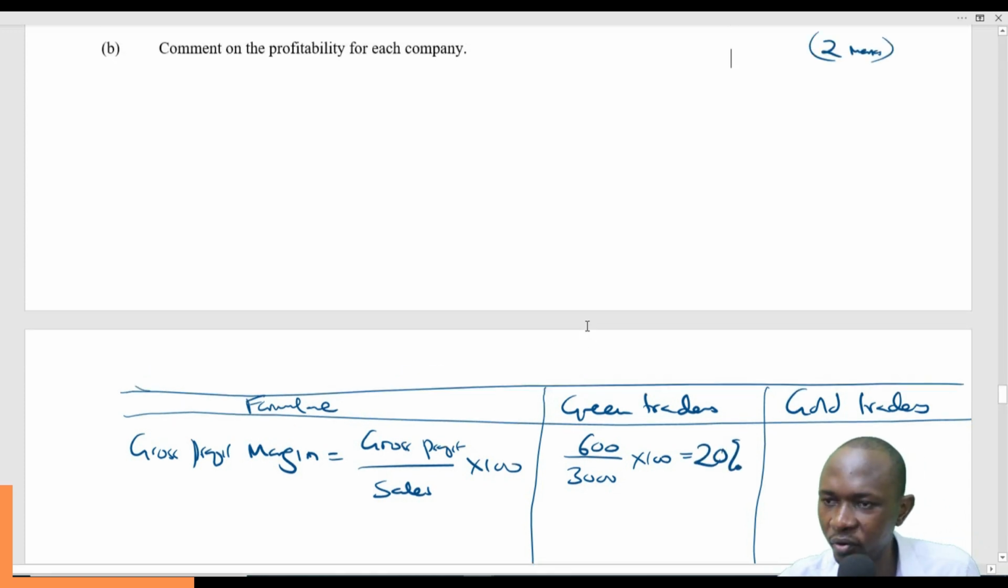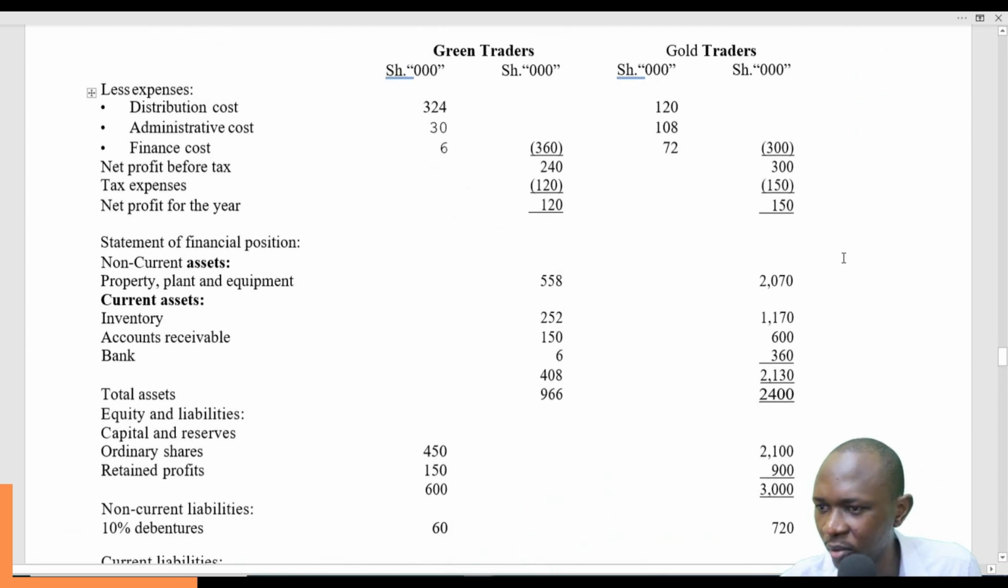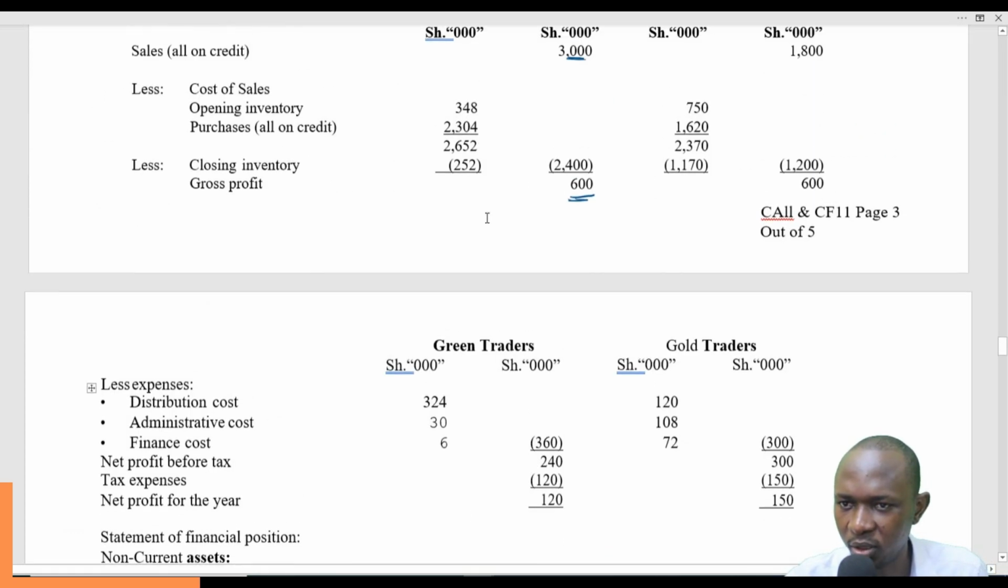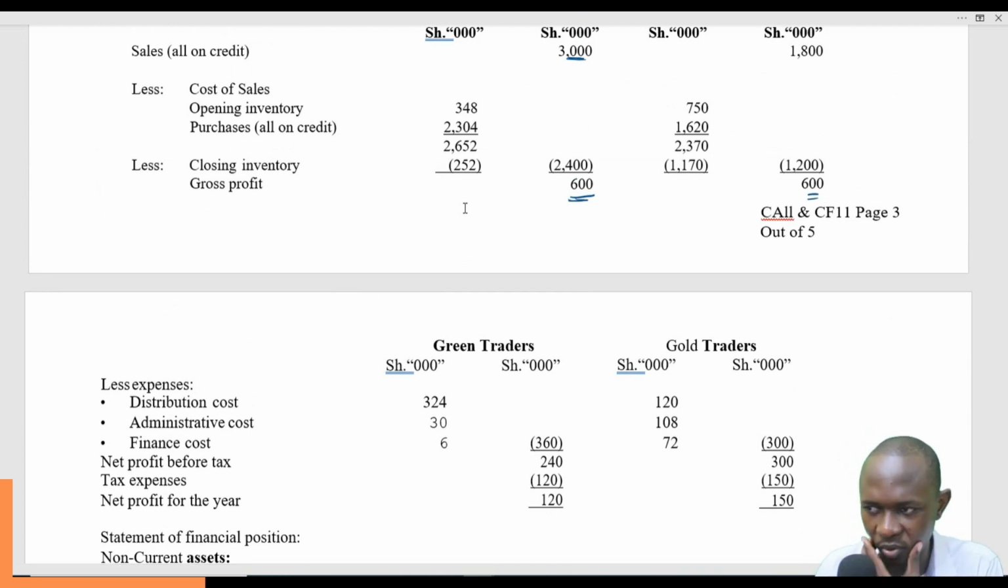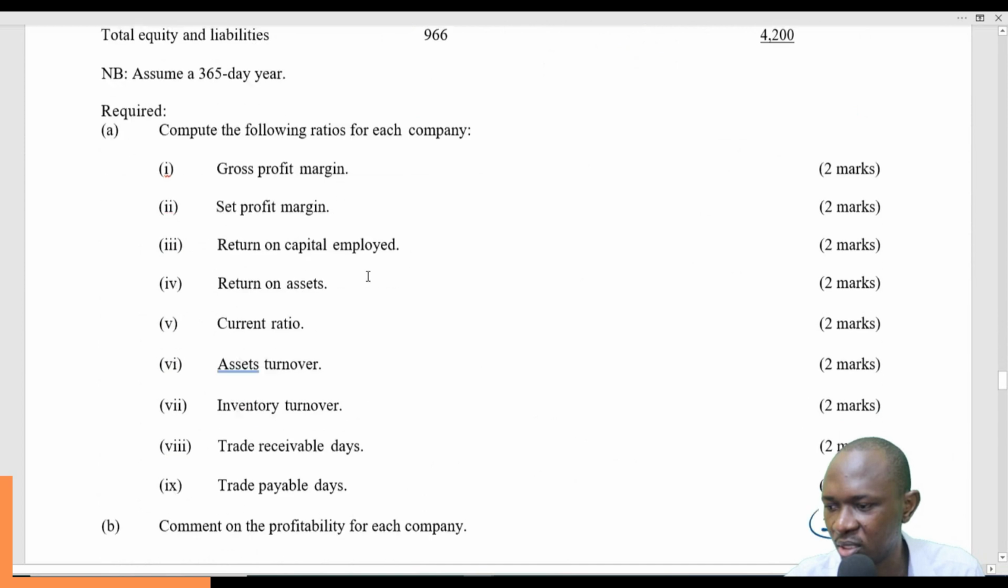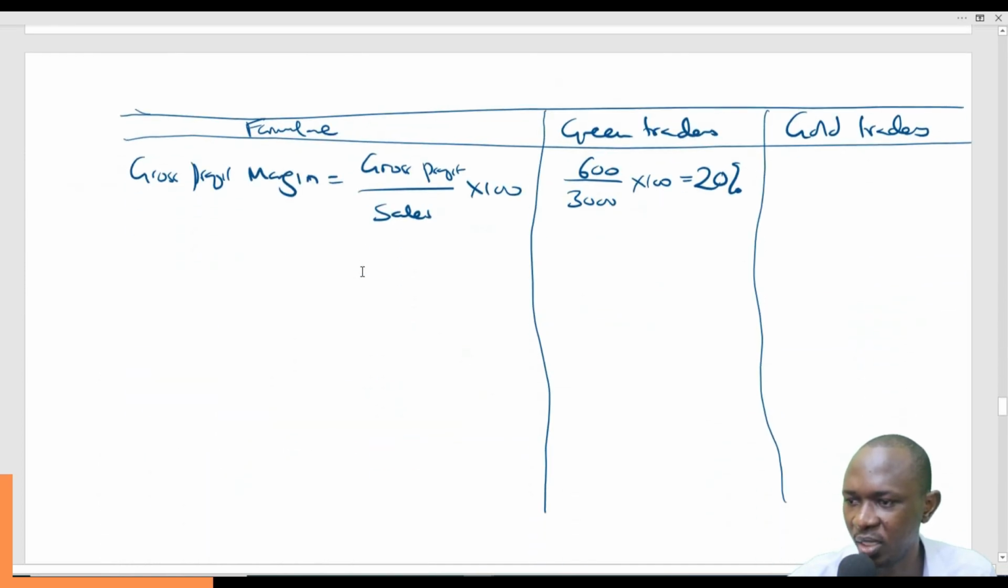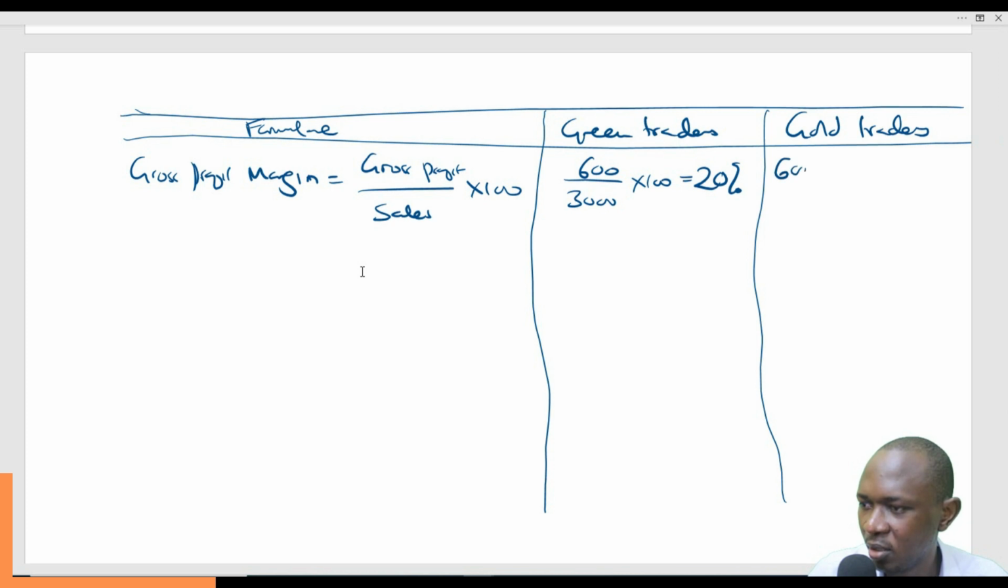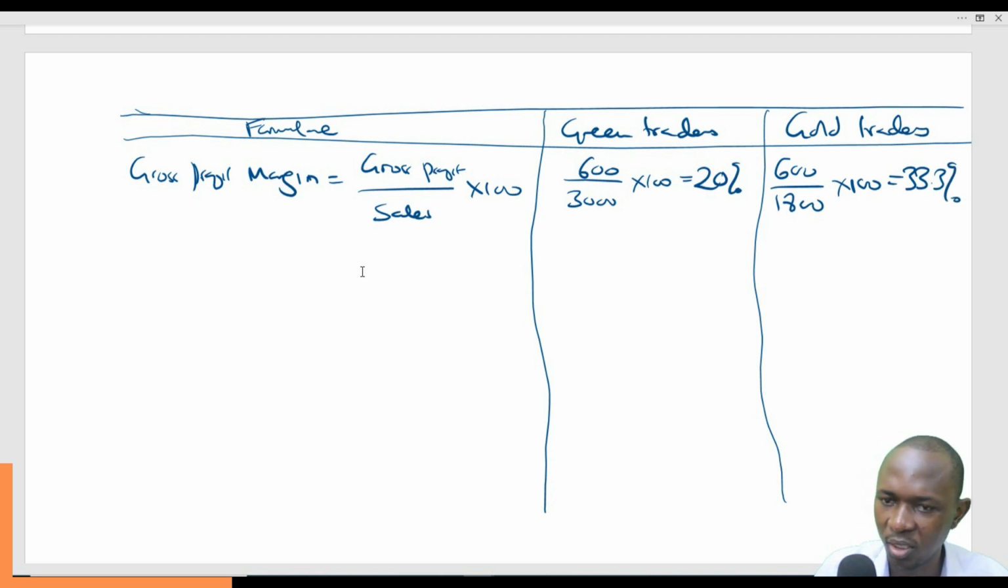And then the other side for gold traders, very simple, it will be 600 over 1,800. 600 is the gross profit. You can see gross profit 600 over sales 1,800. So 600 over 1,800 times 100. 600 divided by 1,800 is basically 33.3%. So those are the answers.